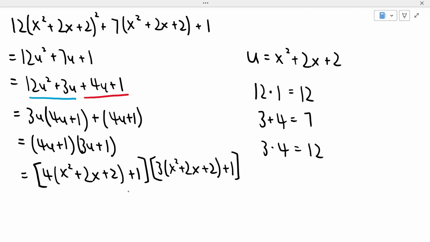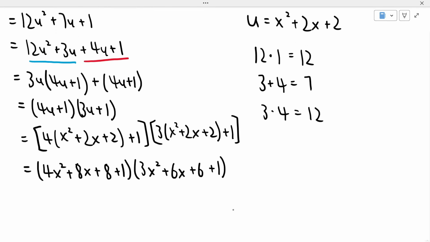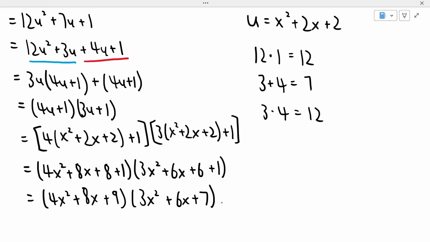So if we simplify a few terms, this expression becomes (4x squared plus 8x plus 8 plus 1) times (3x squared plus 6x plus 6 plus 1). This simplifies further to (4x squared plus 8x plus 9) times (3x squared plus 6x plus 7). We can't factor this any further because both trinomials in the product can't be factored.